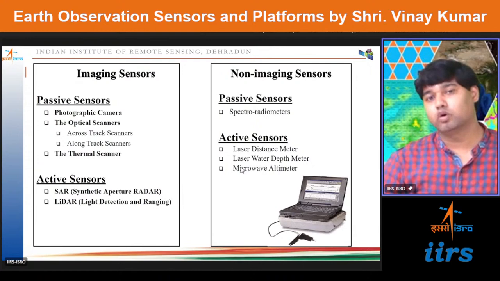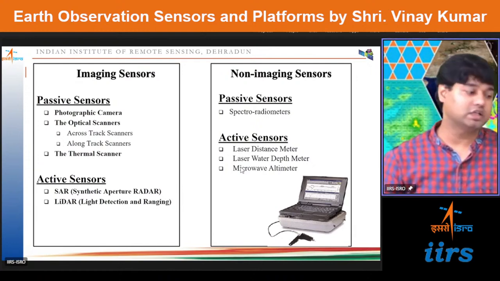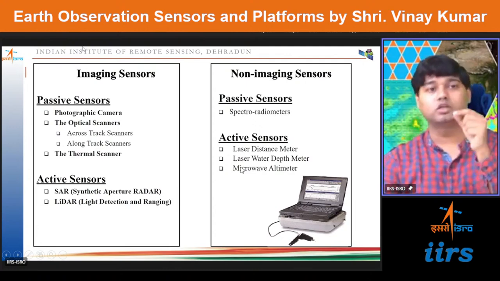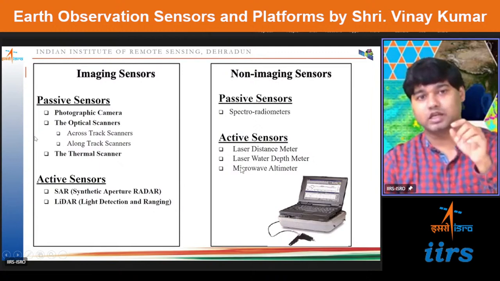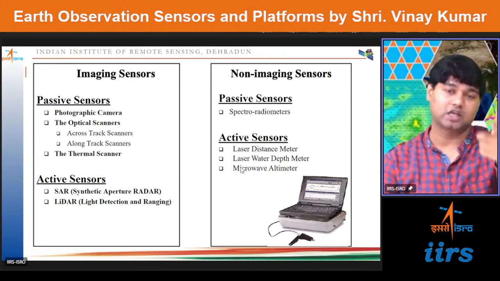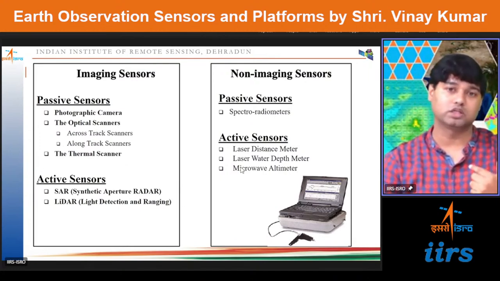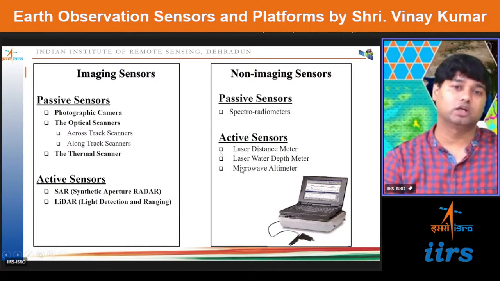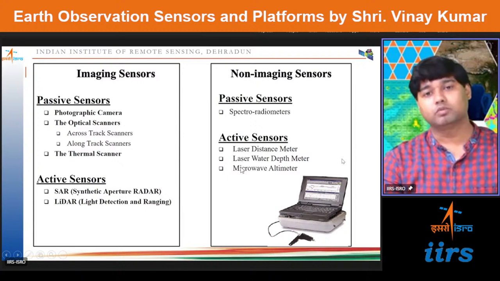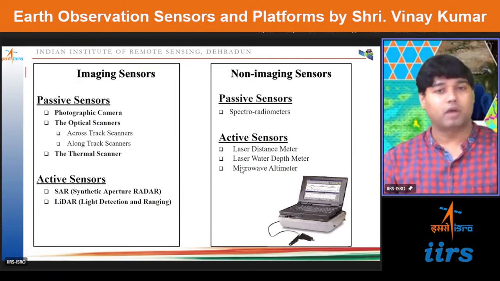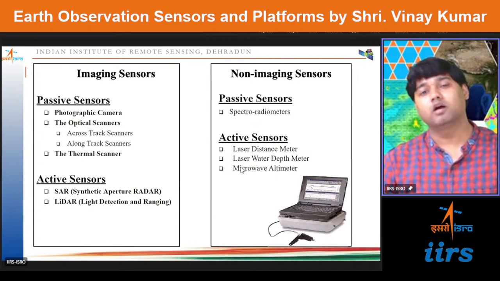Normally, these are used for measuring distance. A laser distance meter is something like: you point the instrument at a particular object, and pulses get sent to the target. Two-way travel time is calculated, meaning the signal strikes the target and is received back at the sensor, and using that you can calculate the distance. The laser distance meter is used to calculate distance, the laser water depth meter is used to calculate the depth of lakes and so on, and the microwave altimeter is used to calculate ocean depth.